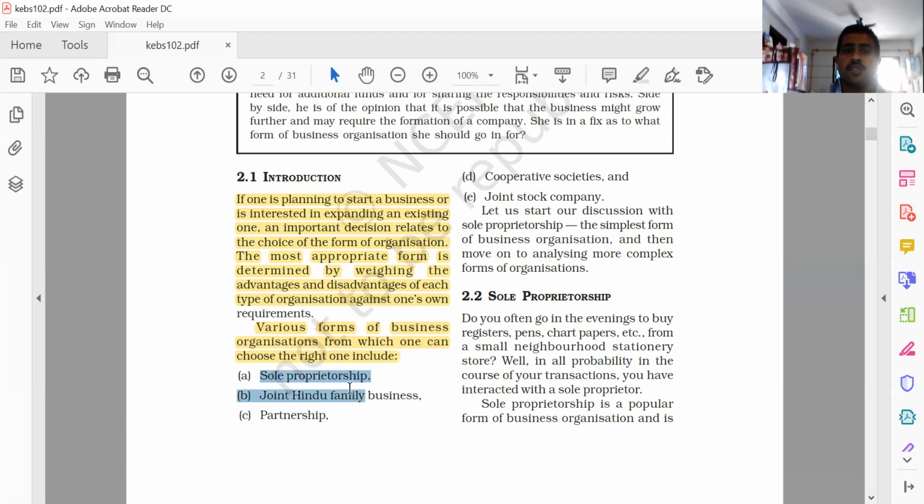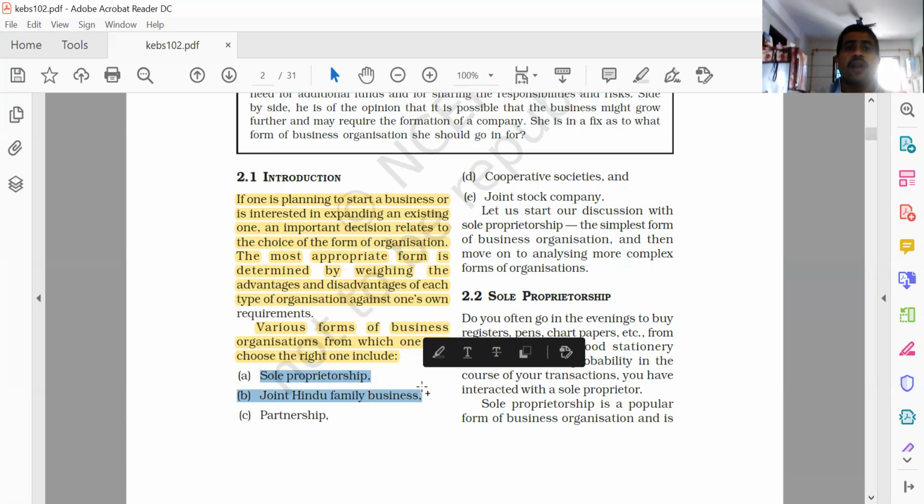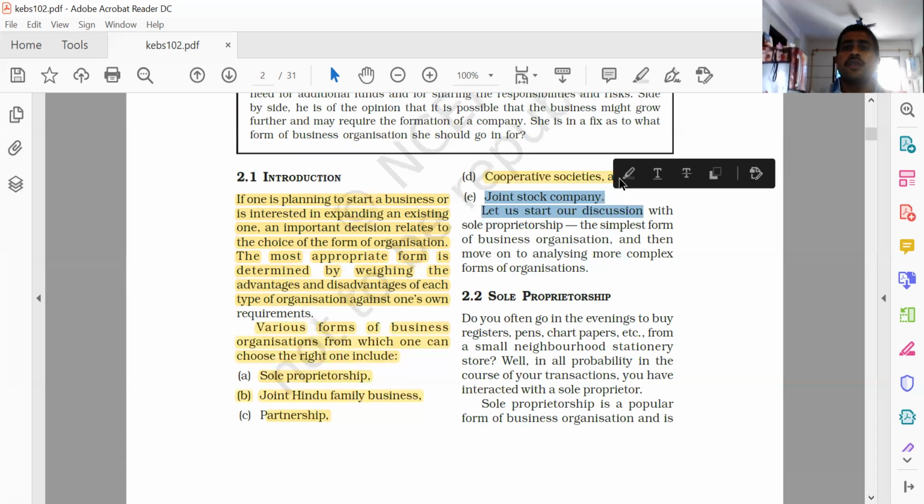So which types of forms of business organization are there? The first is the sole proprietorship. Number two is HUF, that we can say Hindu undivided family. Third is the partnership, cooperative society, and the joint stock company. So friends, we have to discuss all these points in a very great way. So let's start with the sole proprietorship.